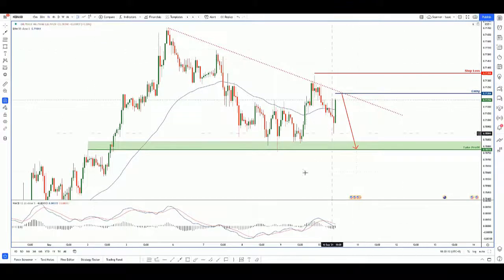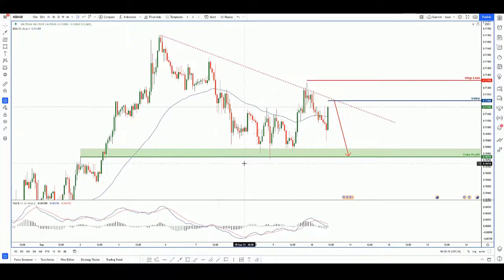Right, our price action shows us first and foremost that we are long-term bearish and also intraday bearish. So that's all the time that we have for today's trade of the day.